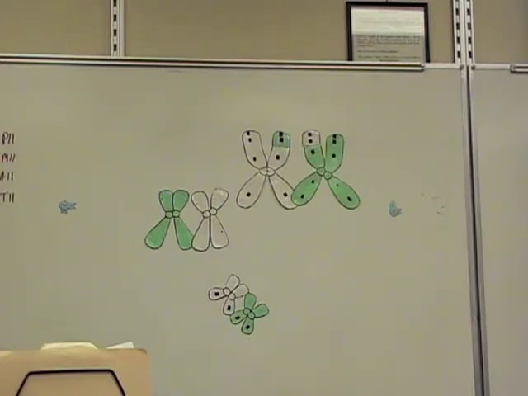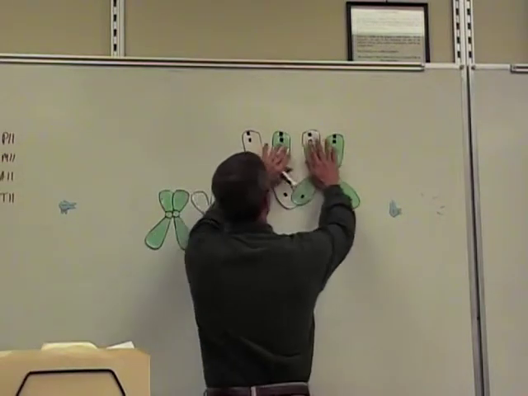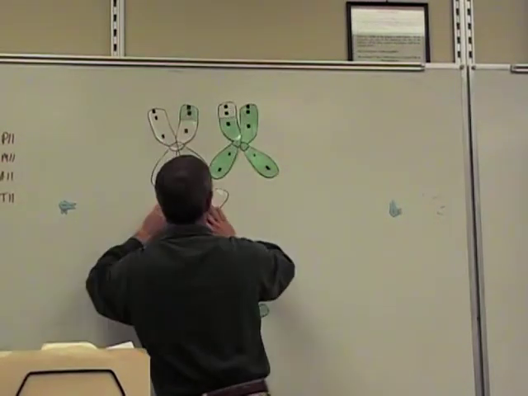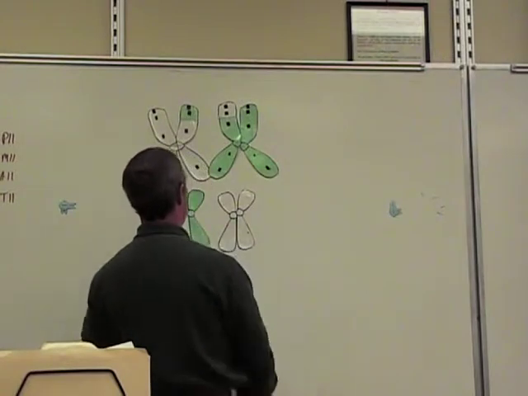Okay, so then it's pretty easy after this. Metaphase one, they move along the spindle fibers and line up in the middle.